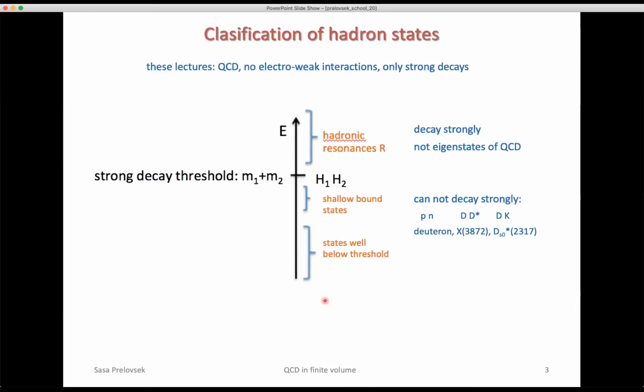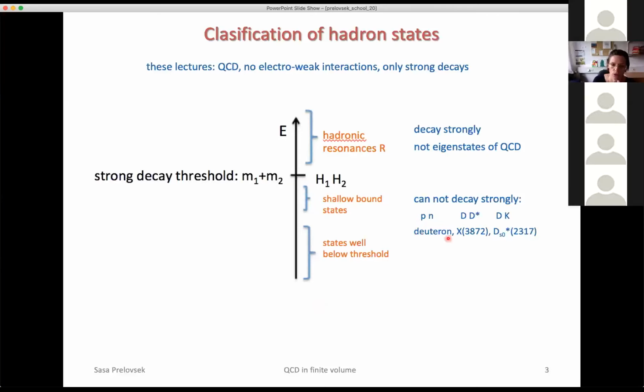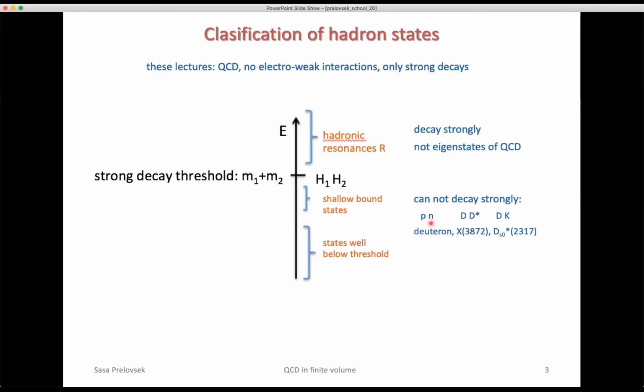That's it, okay? And there are some states that are just slightly below threshold and they feel the effect of the threshold. And these we'll call shallow bound states. Like for example, the deuteron is just below the pn threshold. So it feels this threshold, it cannot be ignored. Or like this X3872, an interesting state, which is just below this threshold. So these are examples of shallow bound states. And these also have to be treated in a non-trivial way, which we will discuss.